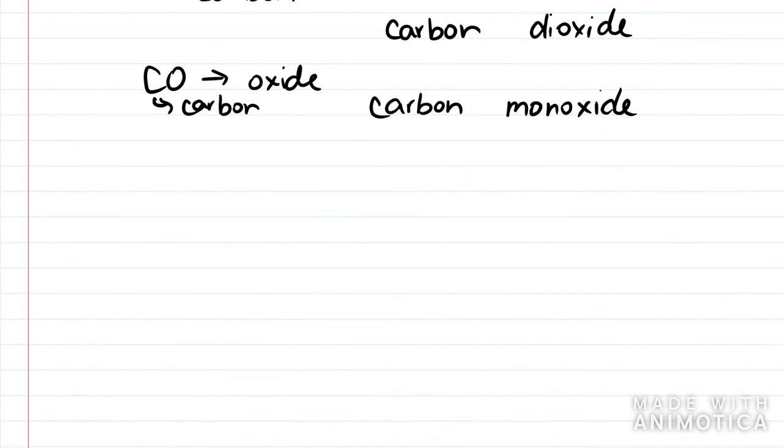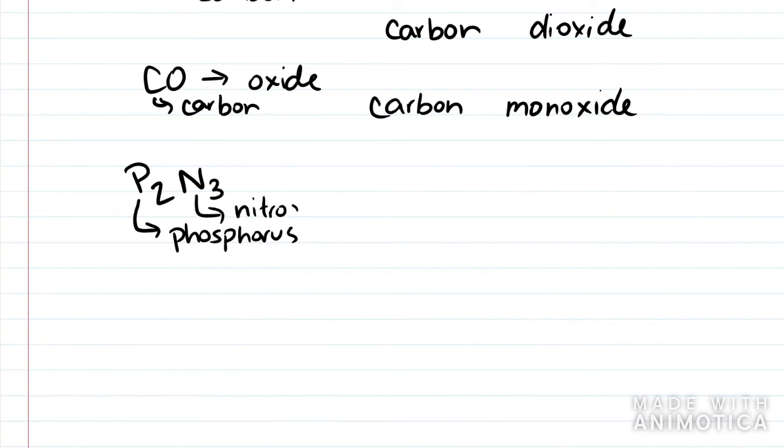If we had P2N3, P is phosphorus, N is nitrogen, but when it's the second element, we call it nitride. So let's look at how many we have. We have 2 phosphoruses. Well, the prefix for 2 was di, and because we have more than one, we have to put the prefix. So diphosphorus, 3 nitrogens, trinitride.